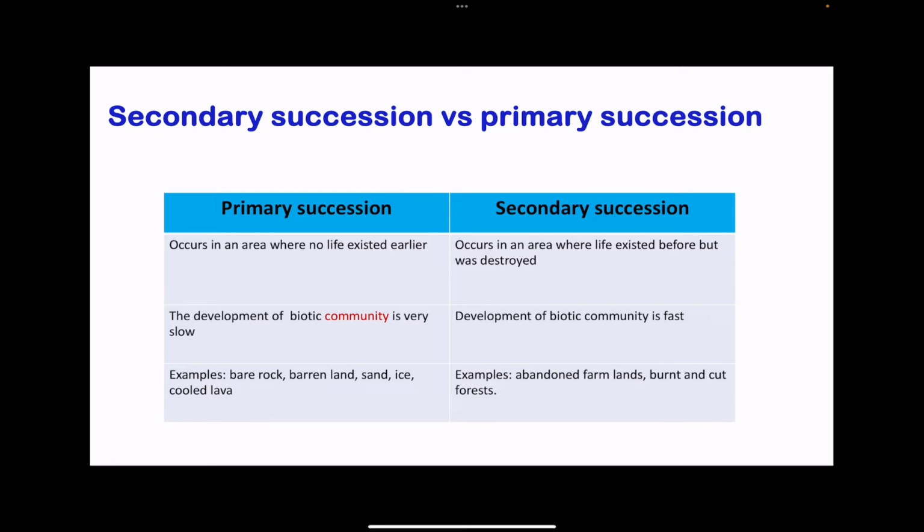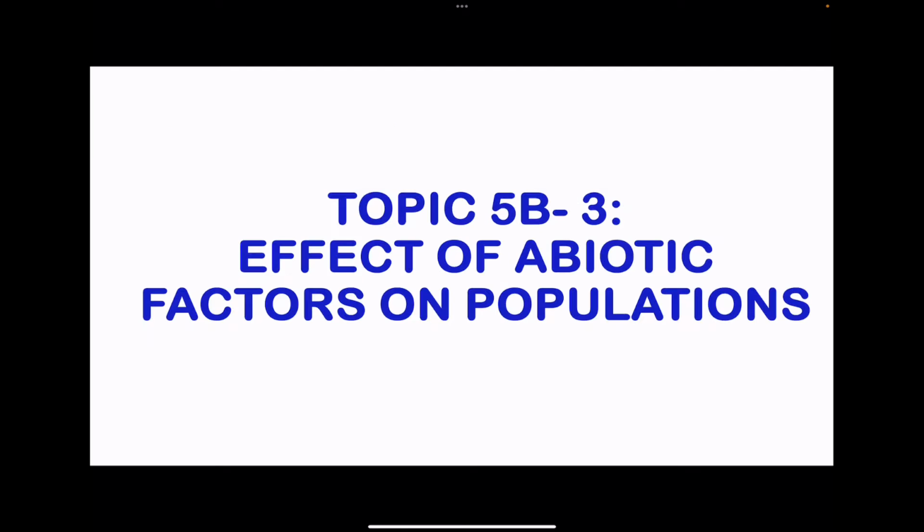If we compare secondary and primary succession: primary occurs in an area where no life existed, whereas secondary occurs where life existed but was destroyed. Primary is going to be slower, secondary is going to be faster because there is already soil. Primary occurs in areas which could be a bare rock, a barren island, ice, as well as cold lava, but secondary usually occurs in abandoned farmlands, burnt and cut forests, and so on.